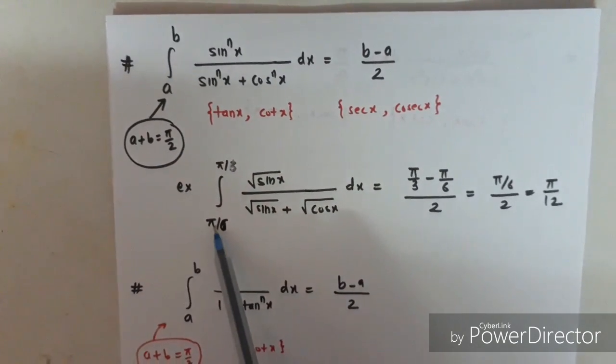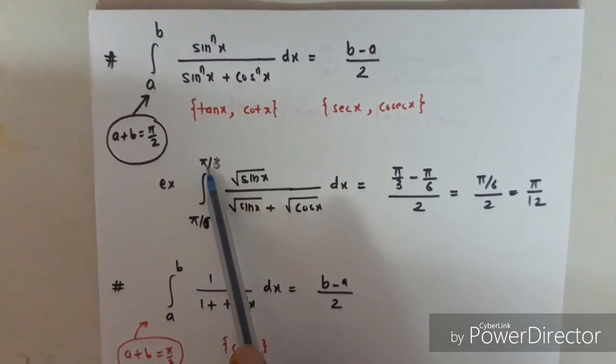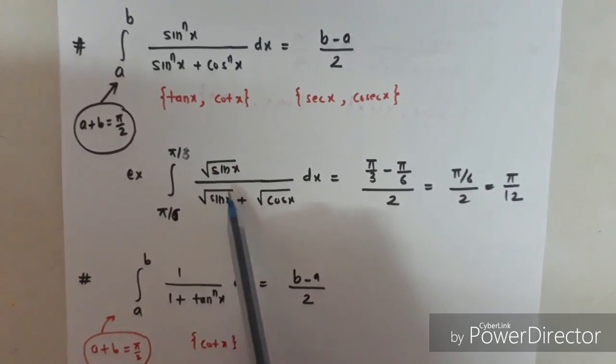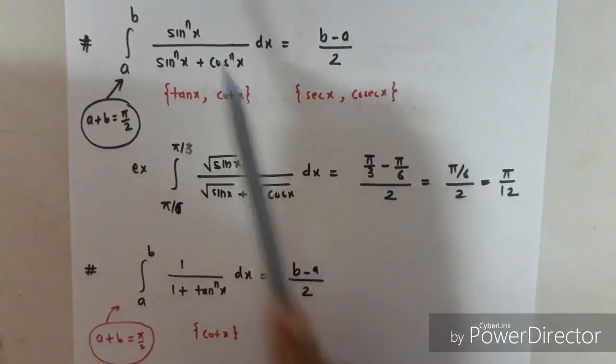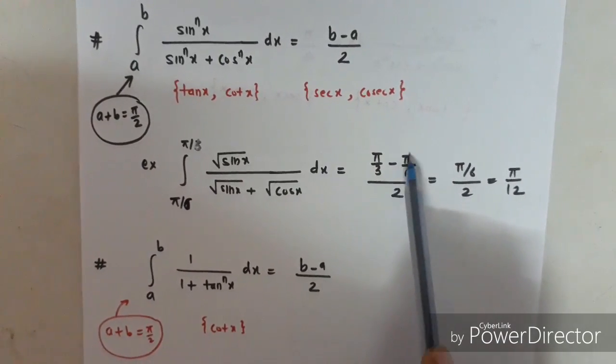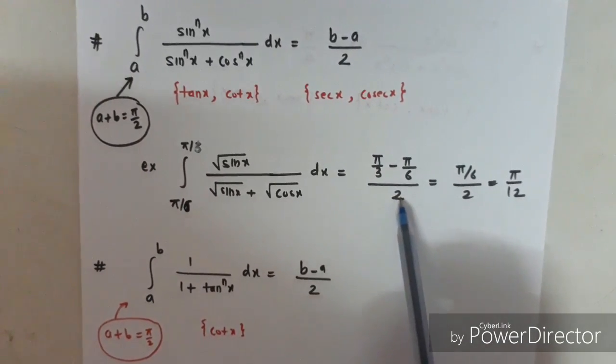For example, integral pi by 6 to pi by 3 root of sine x divided by root of sine x plus root of cos x. You can see it is of this type. So answer is upper limit minus lower limit divided by 2.